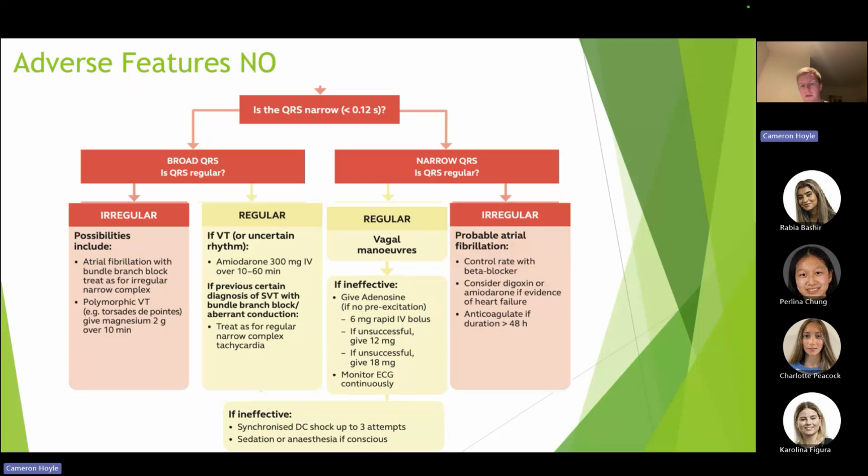And then if you are going down the irregular route, you're looking at your atrial fibrillation. So rate controlling with your beta blockers. It says consider digoxin or amiodarone if the heart failure, but generally we'd give a beta blocker. Okay, has anyone got any questions about the tachycardia algorithm?